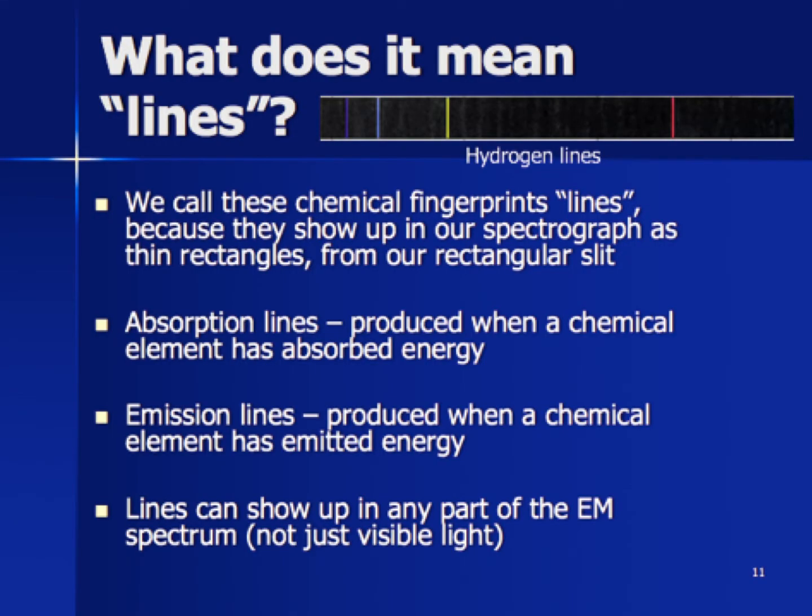I keep using the word lines when talking about those vertical line segments. These lines are created as the light passes through the narrow slits in the spectroscope itself. They can be either absorption lines, dark lines on a rainbow background, or emission lines, bright lines on a dark background. We can only see the lines in the visible part of the electromagnetic spectrum, but the lines can be anywhere. For example, there could be lines in the radio part of the spectrum and in the ultraviolet part of the spectrum too.